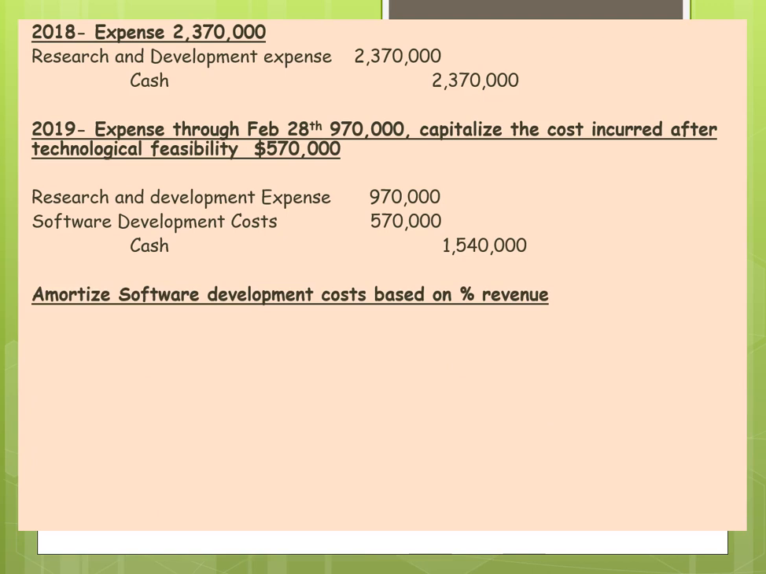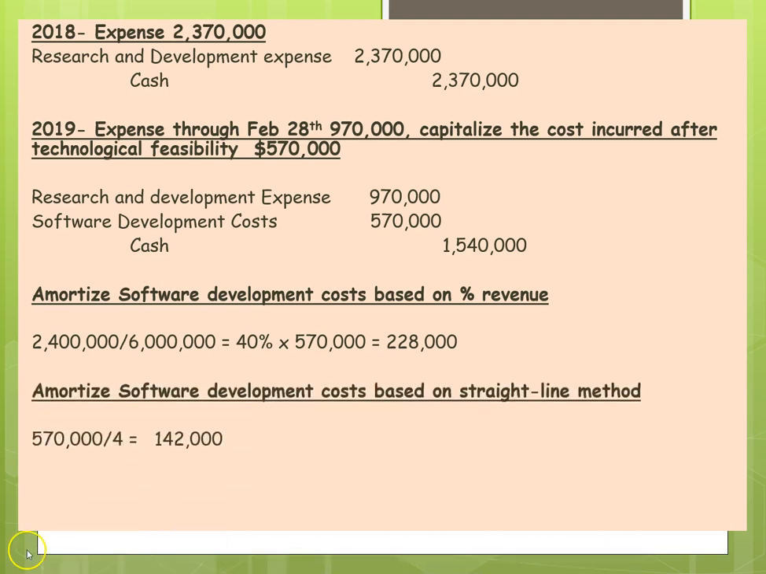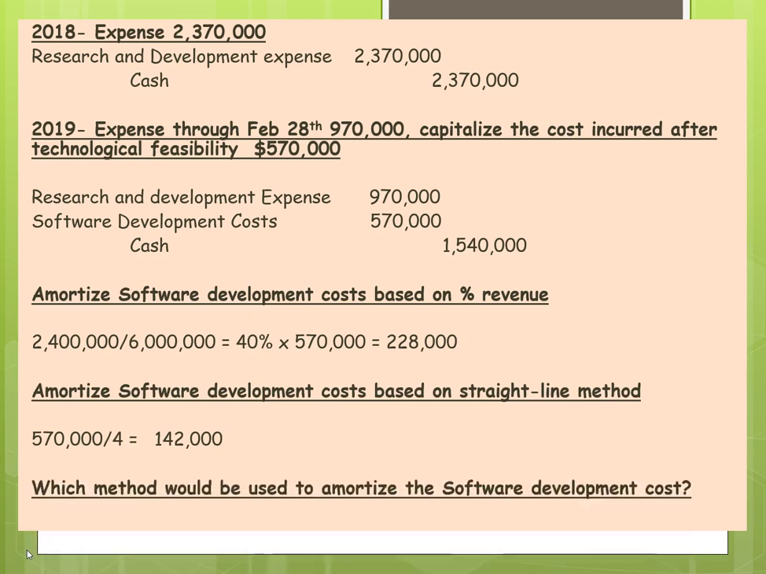Now we get to amortize our software development costs. Now we have two methods. We're going to do both to see which gives us a higher amortization expense. We get 40% times $570,000, so we can amortize $228,000, or under the straight line method, we'd get $142,000. Which method would be used? Well, we'd use the percentage of revenue because that gives you the higher amortization expense.